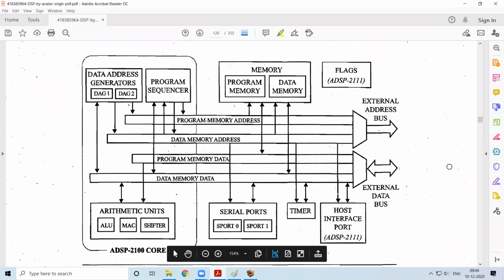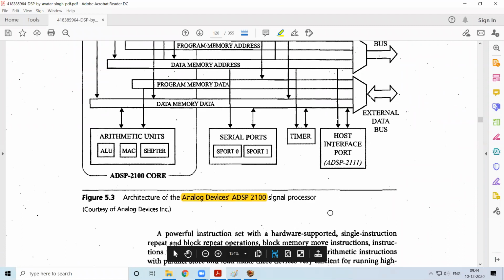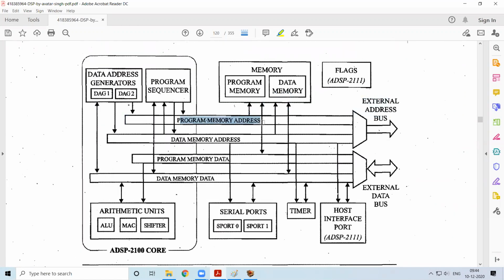Then apart from this, the other one, which is from the analog devices, ADSP 2100. Again, you can see that you have arithmetic units, serial ports, timers, then interfaces. Here we have program address, memory address, data memory address, program memory data, and data memory data. So there are different buses present. Then there is a data address generation unit, and we can have a program address generation unit. If I want to fetch the instruction, at what location it is will be identified by the program address generator. Similarly, at what location the data is present can be accessed via the data address generator.